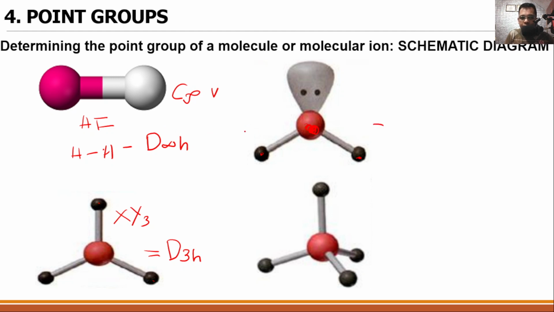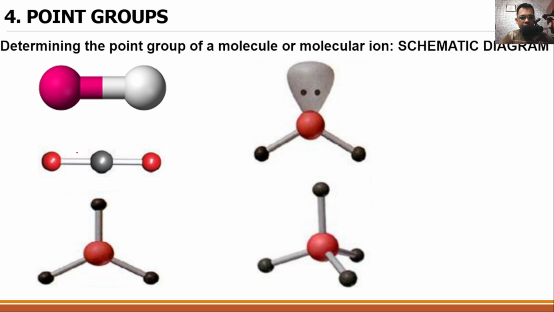This one is C2V. This one, of course, tetrahedral. It's TD. Ayan. And then, next natin is ito. Another one. Nagdagdag lang pala dito. So, apologies for that. Dito is D infinity H. Nadagdag lang ng molecule. D infinity H. So it's the same.